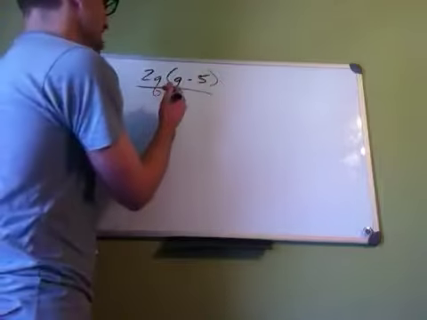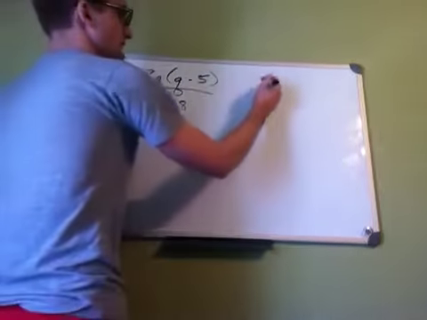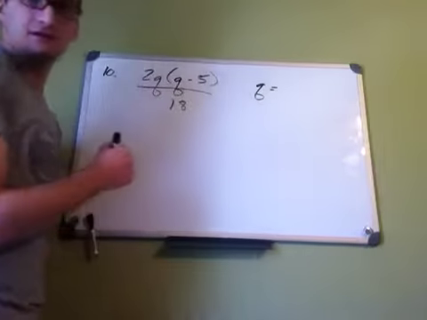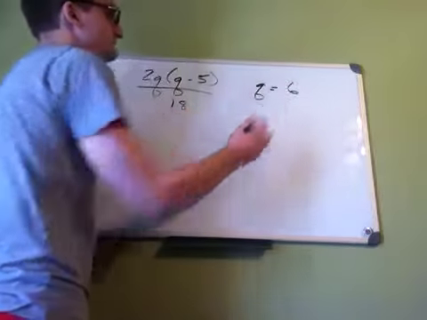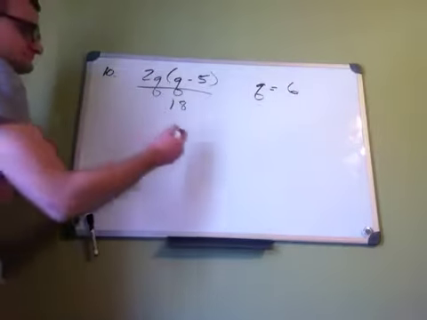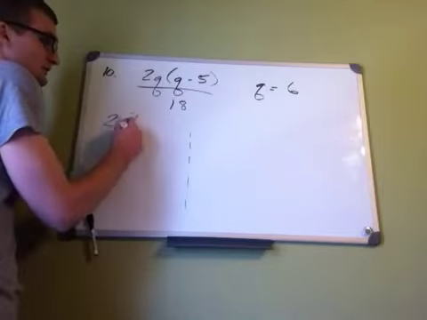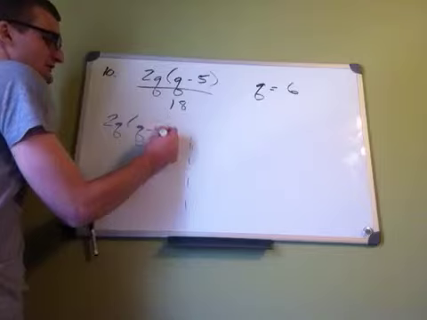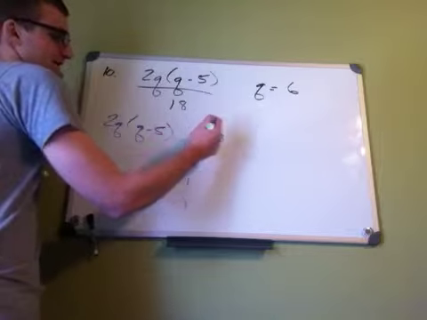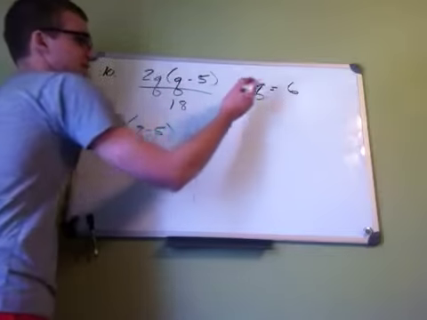And 18. So we have 2q times quantity q minus 5 over 18, and this q, that q equals 6. Fraction problem, split it up. 2q times q minus 5 on one side, 18 on the other side. Let's go ahead and make our Q tail. Q is equal to 6.